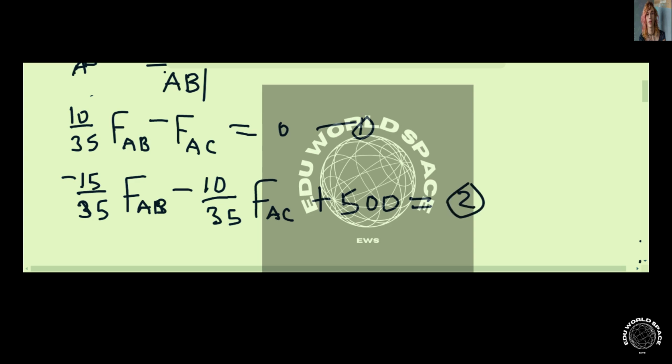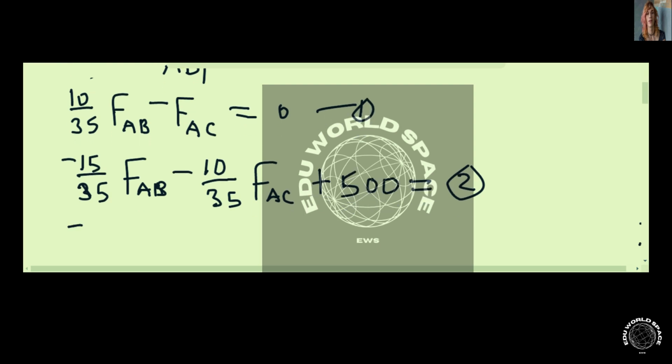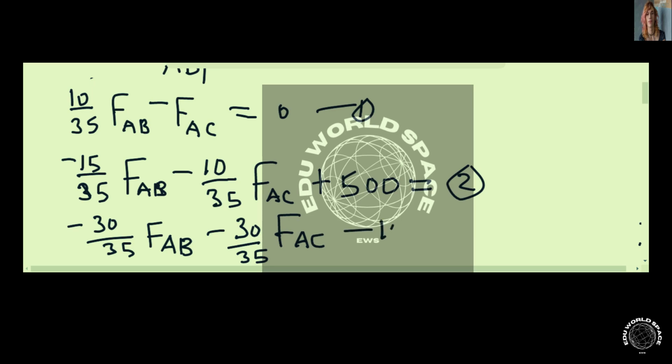You can do the same for the other one. The other equation will be minus 30 over 35 FAB minus 30 over 35 FAC minus 1200 plus FAE, now equal to 0. You can call this equation 3.